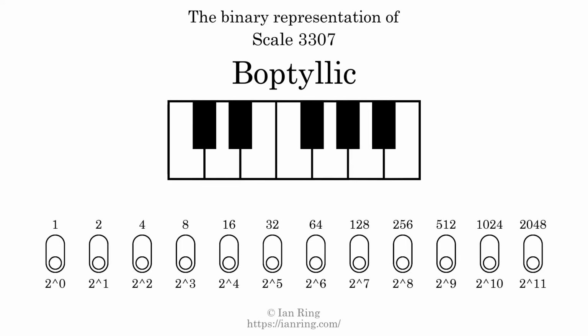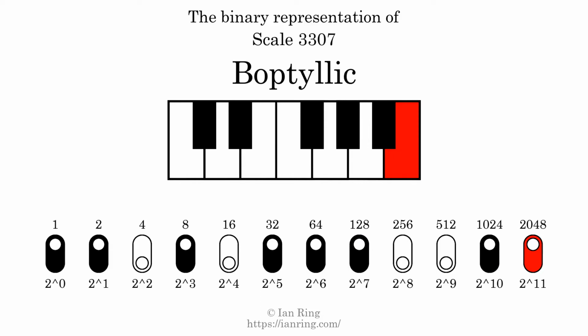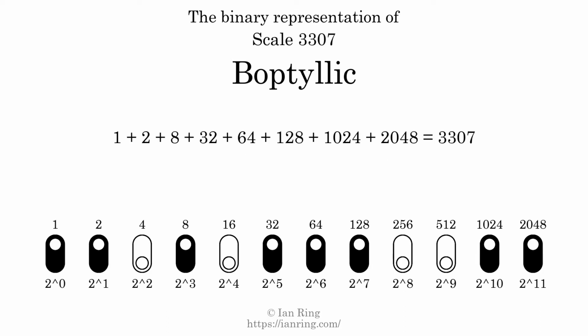The binary representation of this scale is determined by mapping tones of the scale to binary digits. Each binary digit represents a power of 2. To get the scale number, we add the powers of 2 together. The powers of 2 that are present in the scale, all added together, equals 3307. That is why the scale number, in decimal, is 3307.